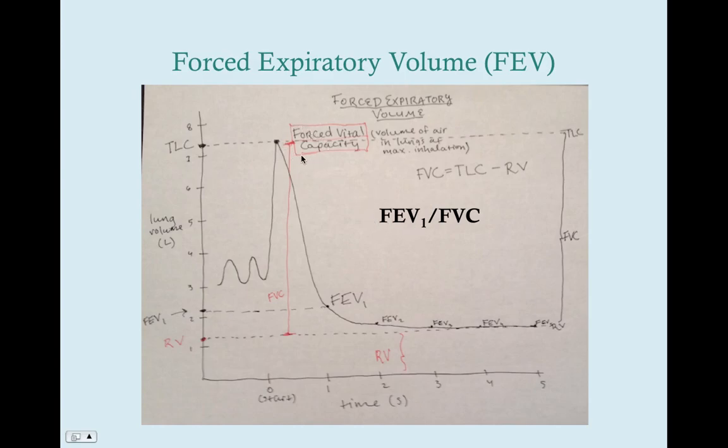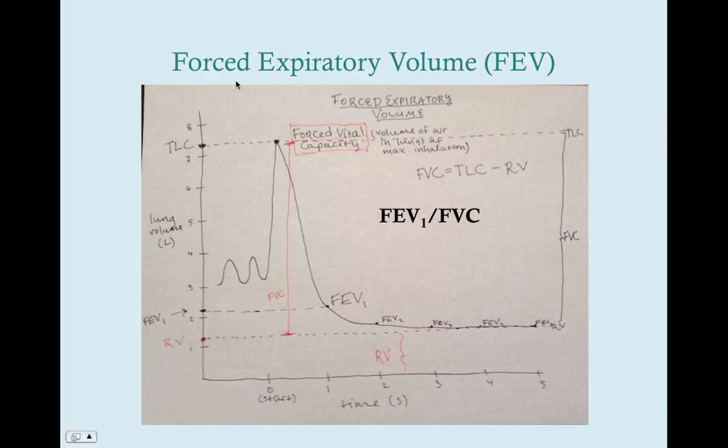So when you're breathing out as fast as you can, we can have a machine that measures how much air you have blown out in a given amount of time. So the forced expiratory volume is the volume of air that you forced yourself to breathe out. The forced expiratory volume with a little 1 after it, the FEV1, is the amount of air that you can breathe out in 1 second.